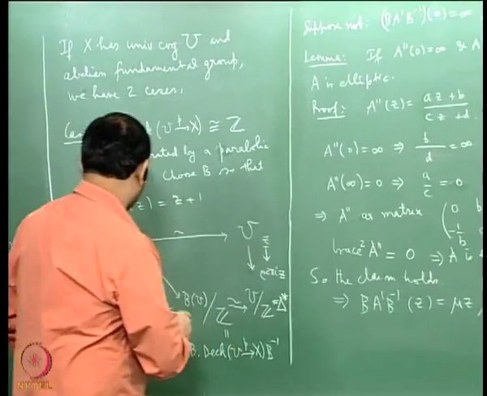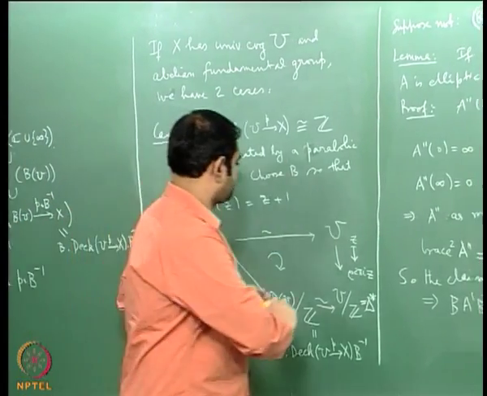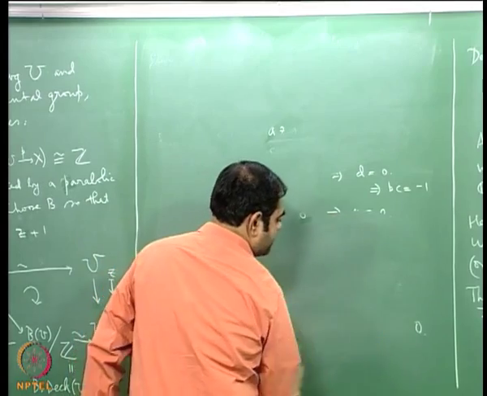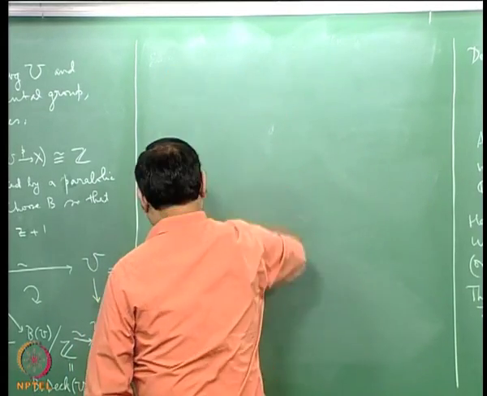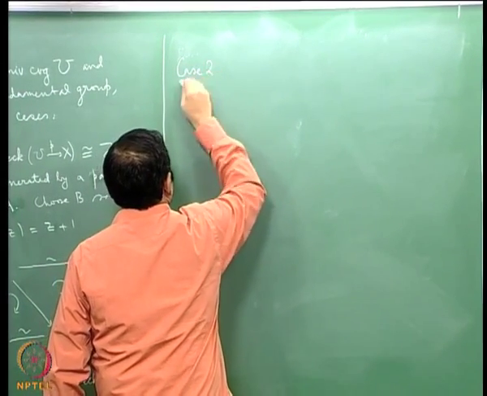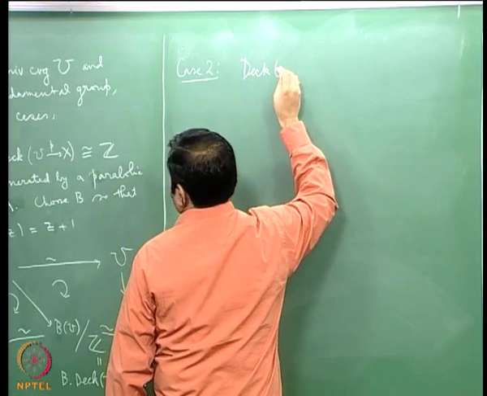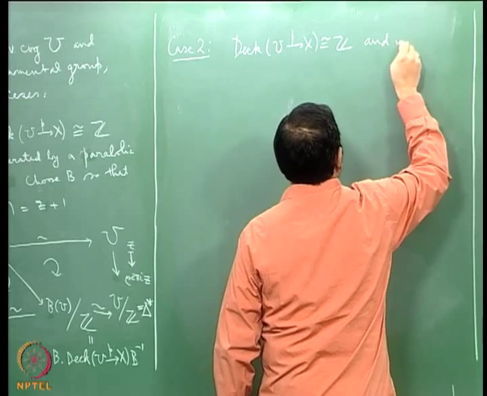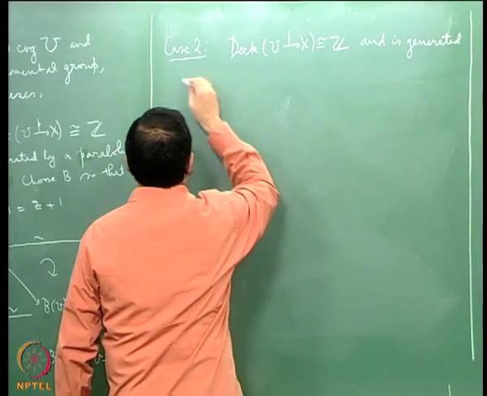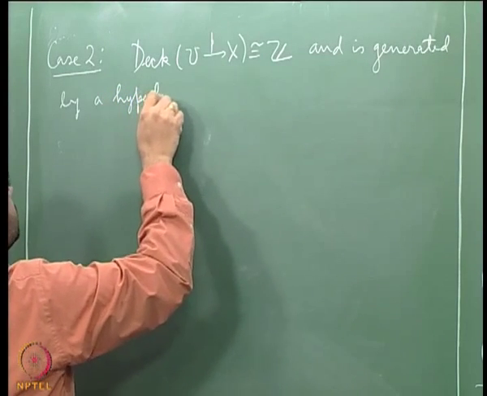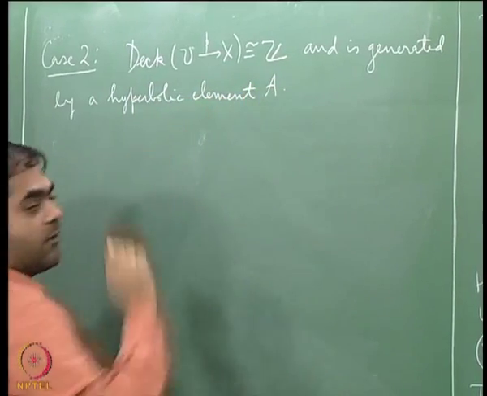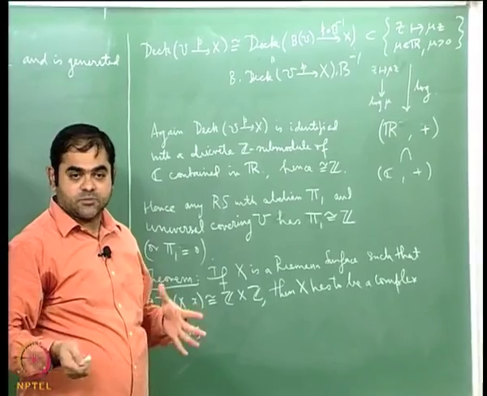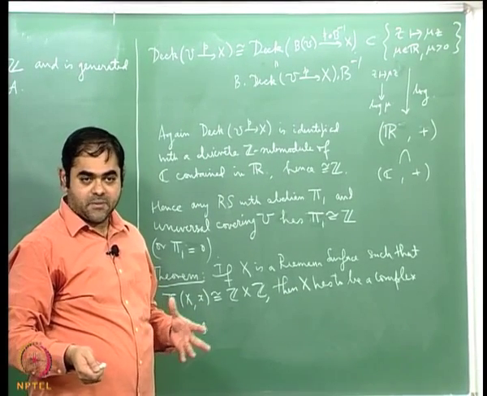Then let us go to the other case, the hyperbolic case, that is when the deck transformation group consists of only hyperbolic elements. In that case again one can do the following computation. Case 2, the deck transformation group is of course isomorphic to Z again, and is generated by a hyperbolic element A. In this case of course you can choose B so that B inverse is of the form Z going to lambda Z, lambda real, lambda positive.